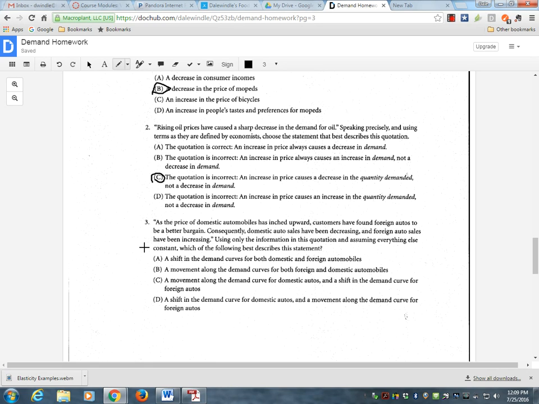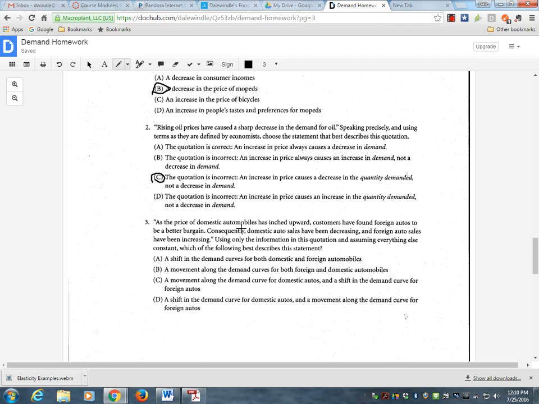Finally, another quote: as the price of domestic automobiles has inched upward, customers have found foreign autos to be a better bargain. Consequently, domestic auto sales have been decreasing and foreign auto sales have been increasing. These are two substitute goods, domestic American and foreign autos. Using the information in this quotation, assuming everything else constant, ceteris paribus, which of the following best describes this statement?